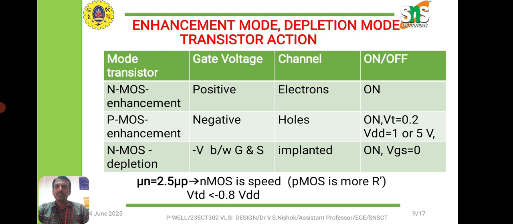And in the NMOS depletion region, in the depletion region means we will be getting the negative voltage only. So it reduces the conductivity even though the transistor is in on condition. Coming to the next point, while comparing the NMOS transistor, the PMOS transistor has less speed. That is represented here as mu n equal to 2.5 mu p, where mu n represents the NMOS transistor and mu p represents the PMOS transistor.